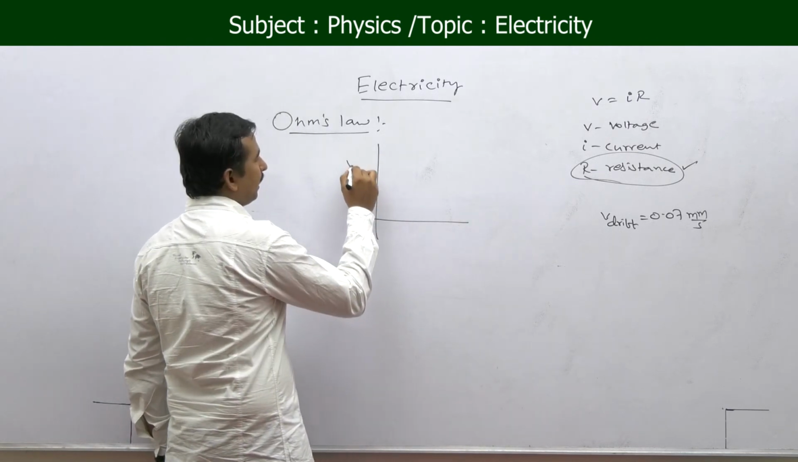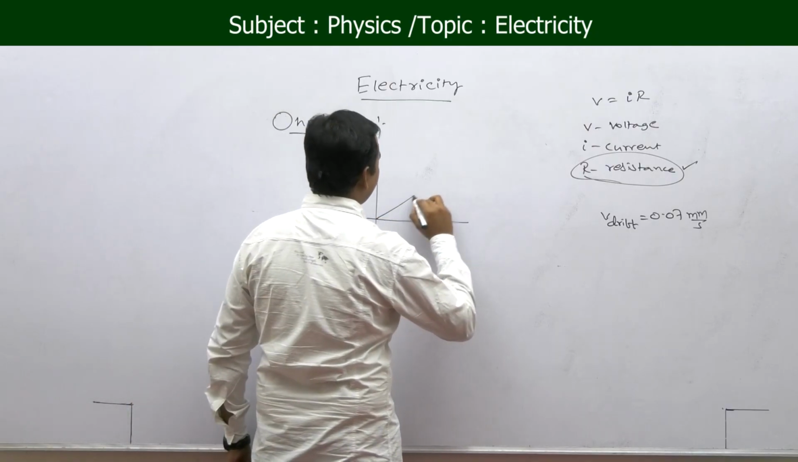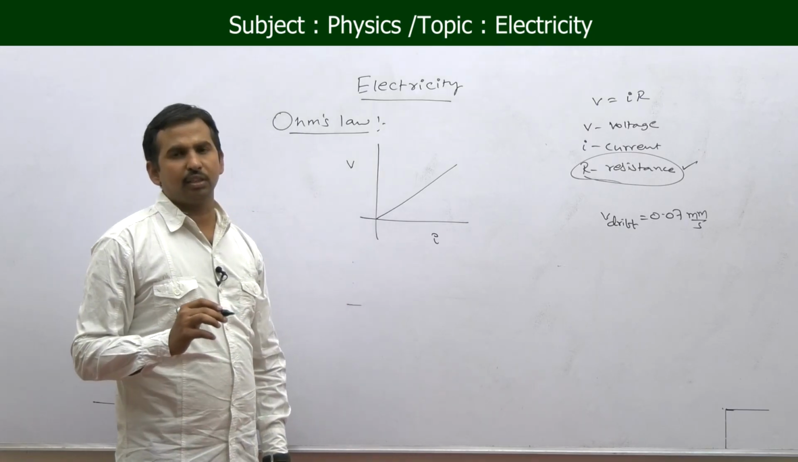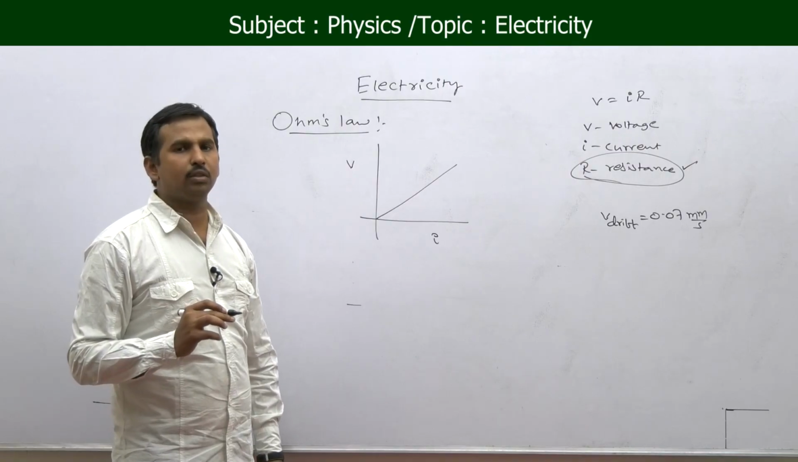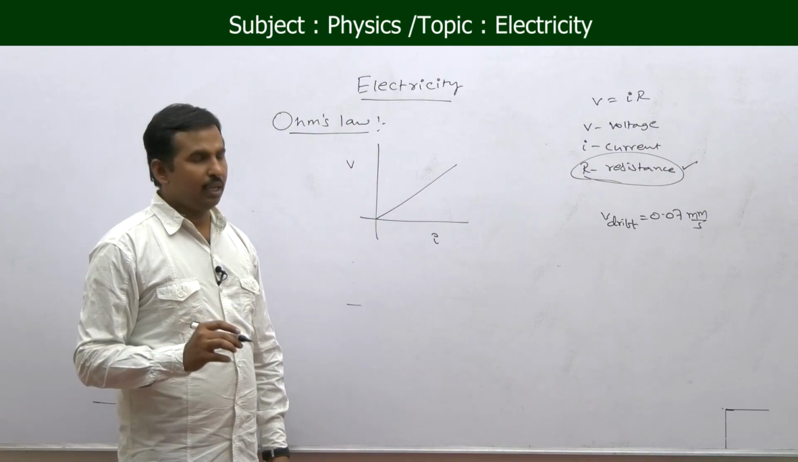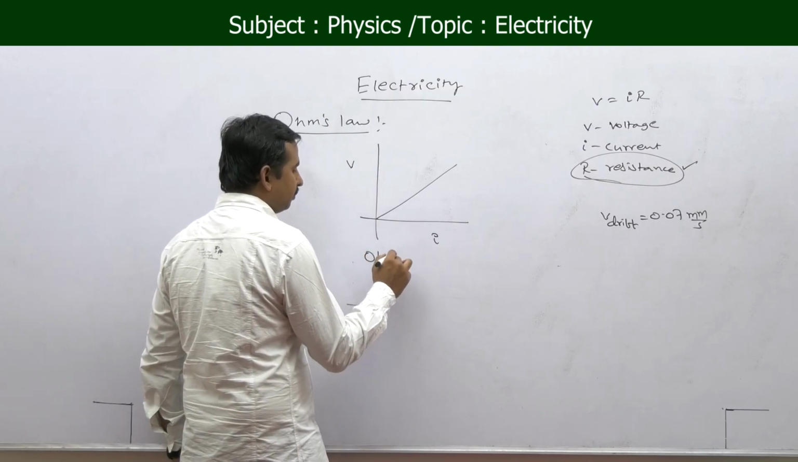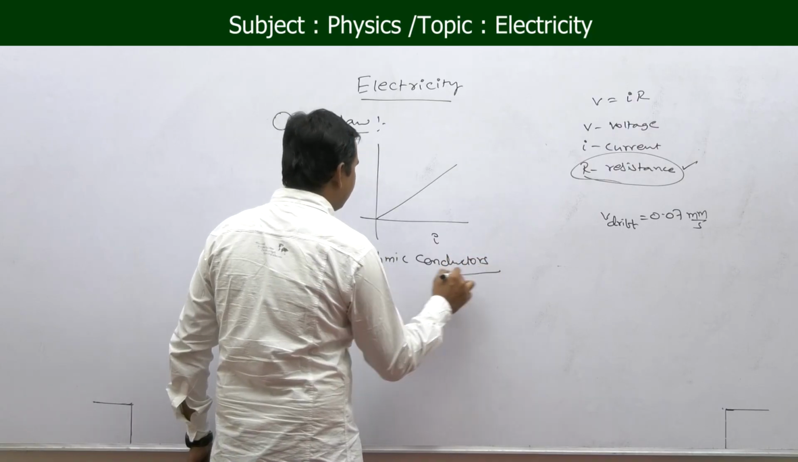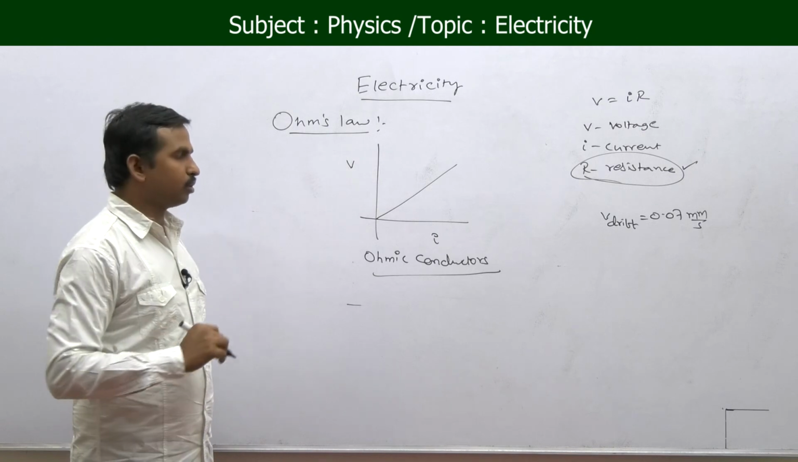If you draw a graph between the voltage and the current, here we get a straight line passing through the origin. If the voltage increases, then the current also increases. V is directly proportional to I. This is only for ohmic conductors, which follow Ohm's law.